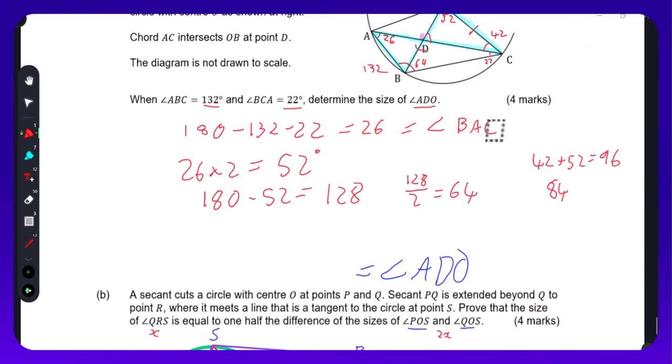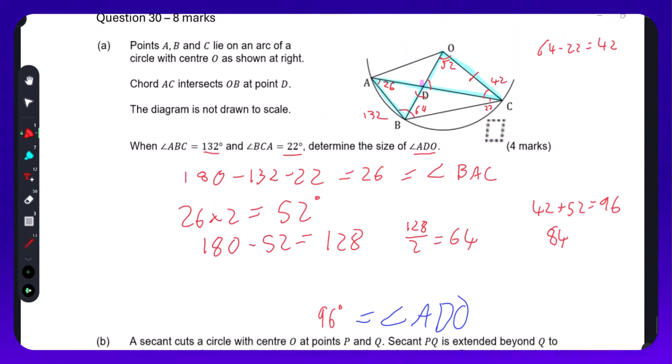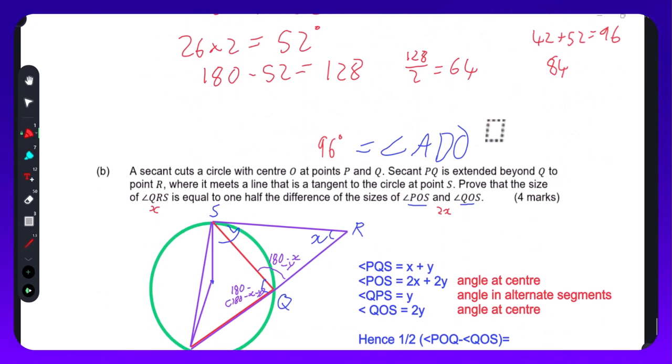So angle ADO is going to be 96, and that's because it's got to make a straight line from A to C, and therefore these two angles have got to equal 180 degrees. So that's how we do that question.